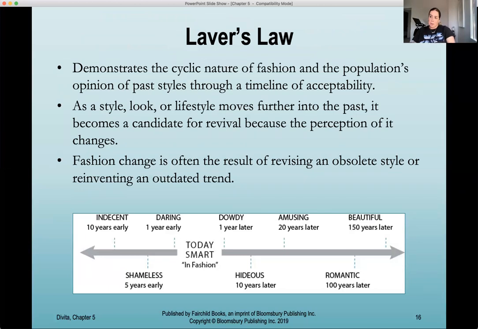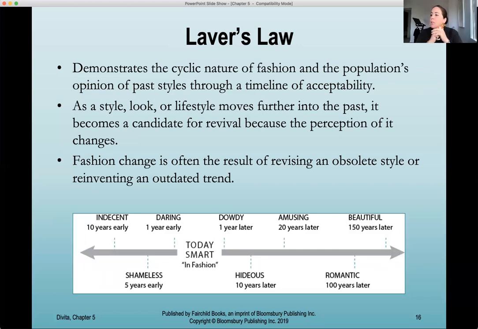Let's talk about Laver's law. So this demonstrates the cyclic nature of fashion and the population's opinion of past styles through a timeline of acceptability. As a style, look, or lifestyle moves further into the past, it becomes a candidate for revival because the perception of it changes. This is really important. So after a trend or a look or a style leaves us, we don't want anything to do with it. But the farther away it gets from us, we are actually more apt to adopt it again because our perception of it changes.